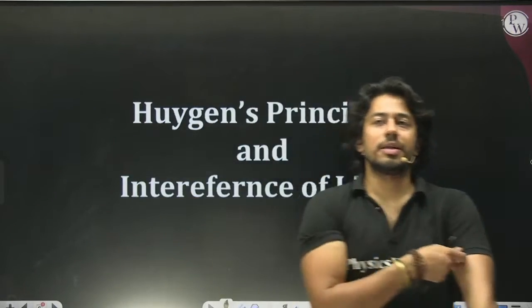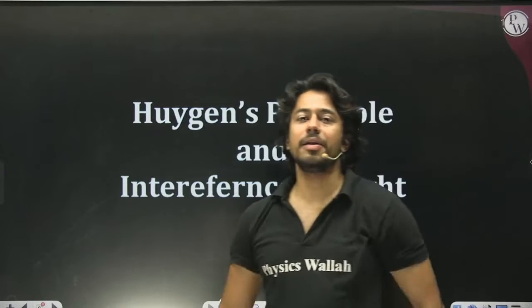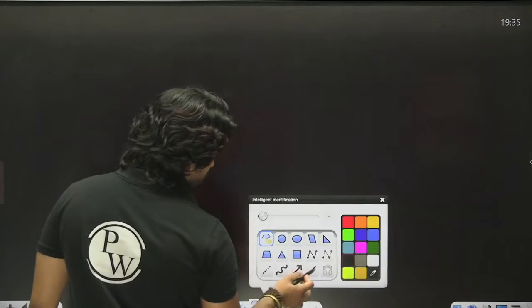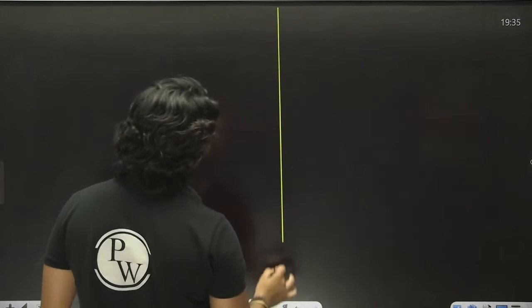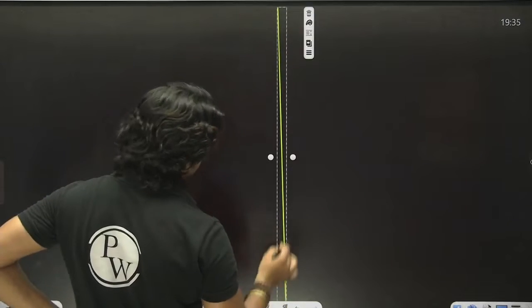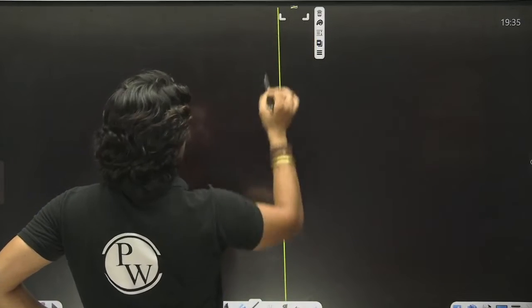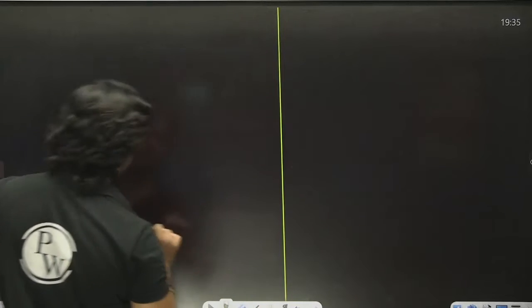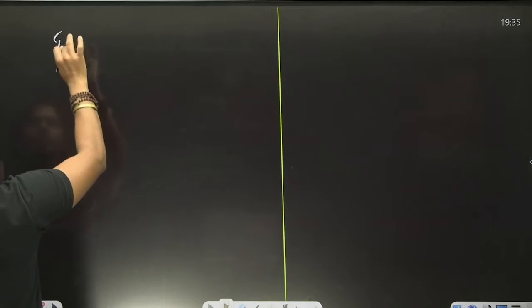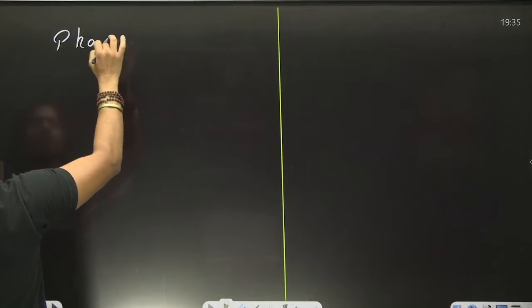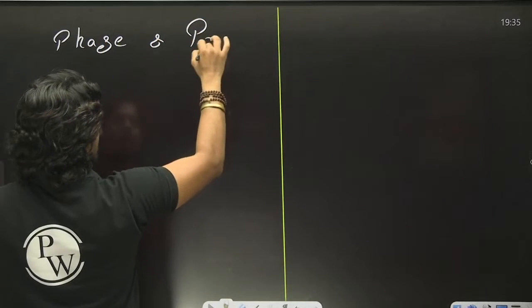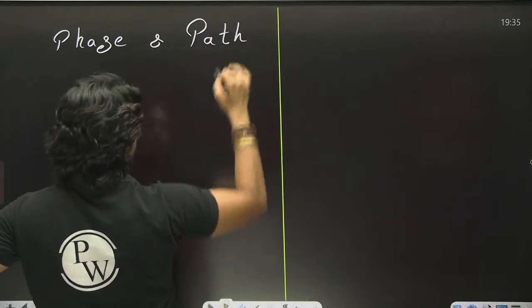So we are about to discuss Huygens theory and interference of light. Starting with the discussion, I want to take your attention to phase and path for a wave. If we talk about a wave, are we aware of the relation between phase and path?